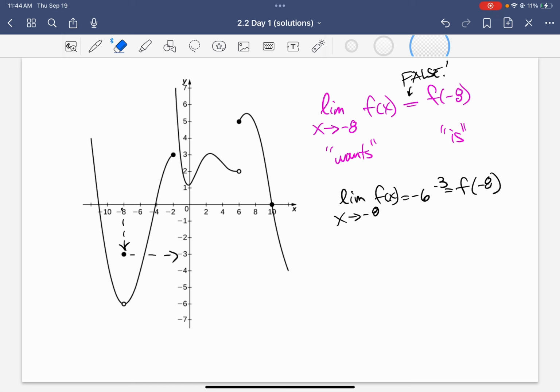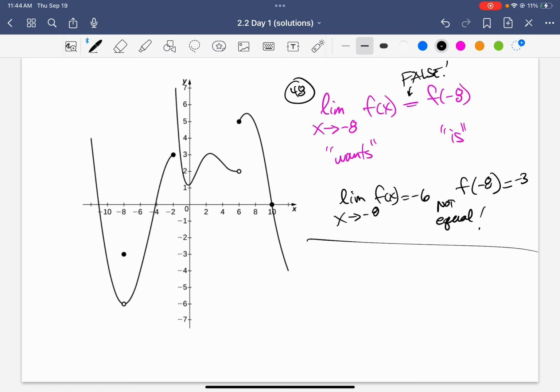All right. Maybe it would look better if I did it this way. f at -8 equals -3. And so those are not equal. Not equal. And that was 48. And then we look at number 49.